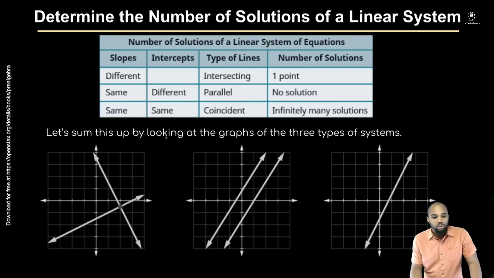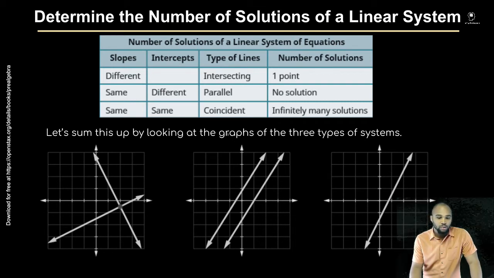All right, so let's sum it up. What we talked about, there are 3 different ways you're going to get solutions. One solution, no solution with parallel lines, and an infinite number of solutions.